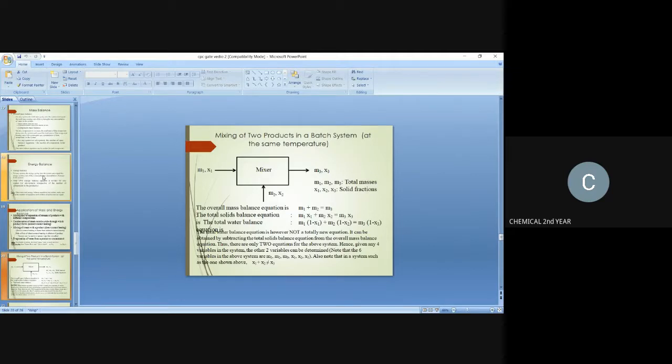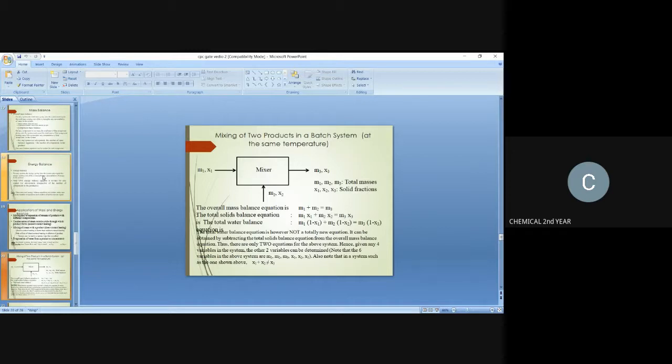Next, we can write the equation that our total mole fraction will be equal to 1. So x1 will be equal to 1 minus x1, and x2 will be equal to 1 minus x2, and x3 will be 1 minus x3. That is for the total water balance equation.